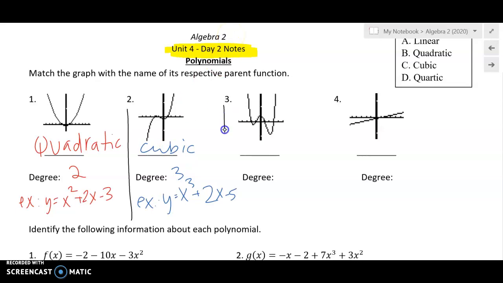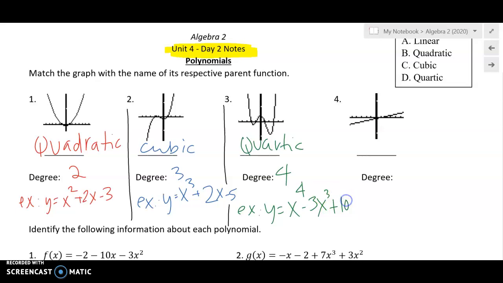Okay, and then this next one, let me just separate it here. This next one has a lot of curves, a lot of ups and downs, but in general, it has like a W shape. This is what we call a quartic, kind of like quarter, but quartic. Quartics are degree 4. In this example, the highest exponent is a 4. So x to the 4th minus 3x cubed plus, I don't know, 10. Something like that, where the highest exponent is a 4.